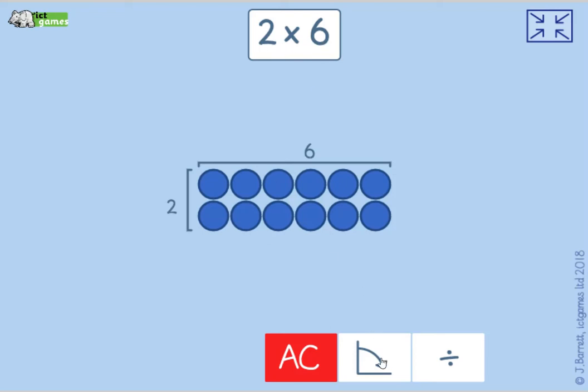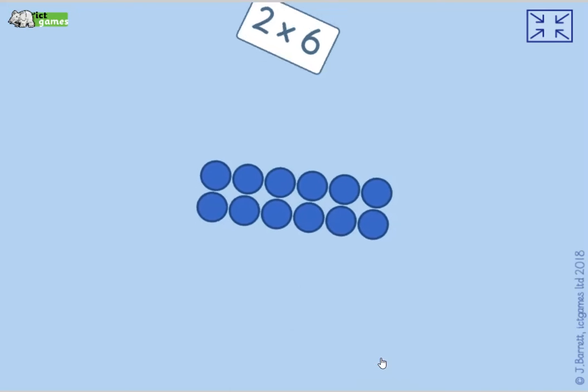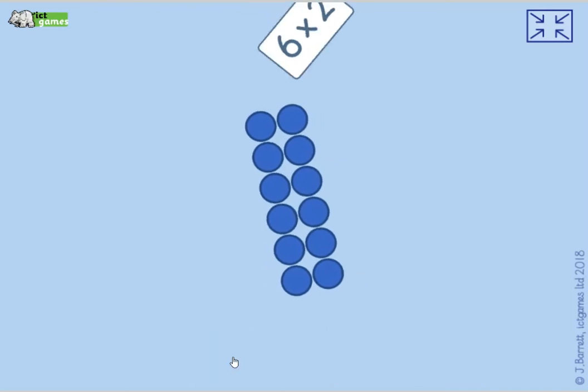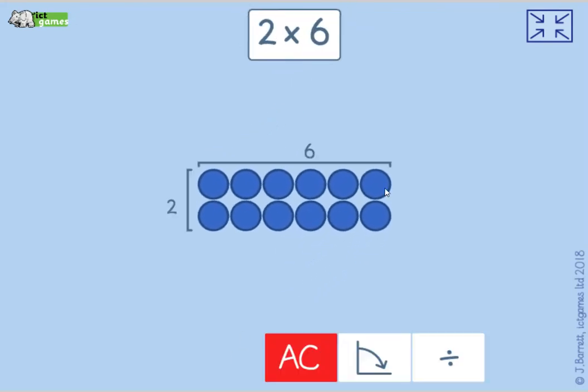Okay, what else do we know? If 2 times 6 equals 12, well, also 6 times 2 equals 12. 1, 2, 3, 4, 5, 6. Time number 1, time number 2. 6 times 2. So I'm not going to count this 6 because I know it's 6. 7, 8, 9, 10, 11, 12. What did we say before? What was 2 times 6? Yeah, it was 12. And 6 times 2 equals 12. How come they're the same? Because it's the commutative law. Good job, guys. Fantastic.